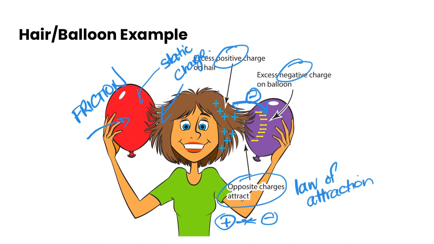So all of these different pieces come together: the definition of static charge, how we create charges by friction, and the laws of attraction and repulsion can help us explain many different concepts within static electricity.